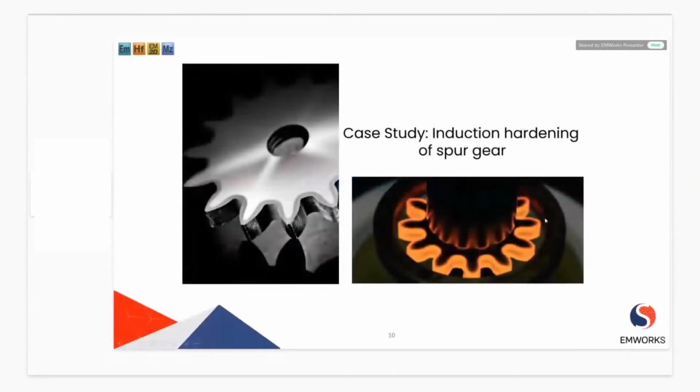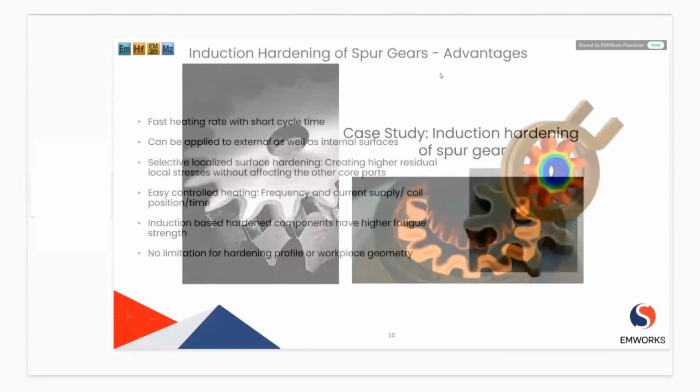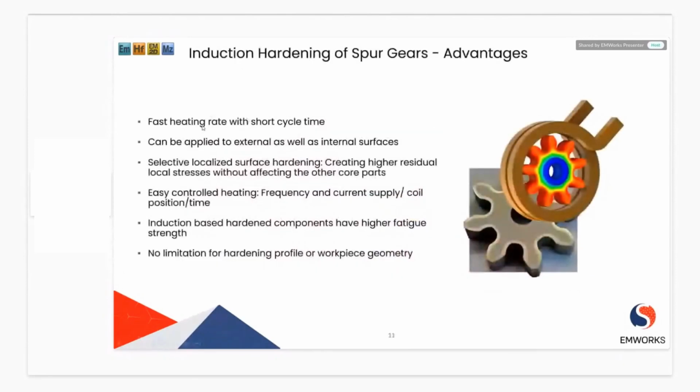So our case study for today is induction hardening of a gear system. We'll investigate, or first let's see, the advantages. It's fast heating, so a short cycle time. Induction heating is known for its fast heating. It can be applied for internal or external surfaces, so you can apply it for the outer faces of your system or the inner ones.